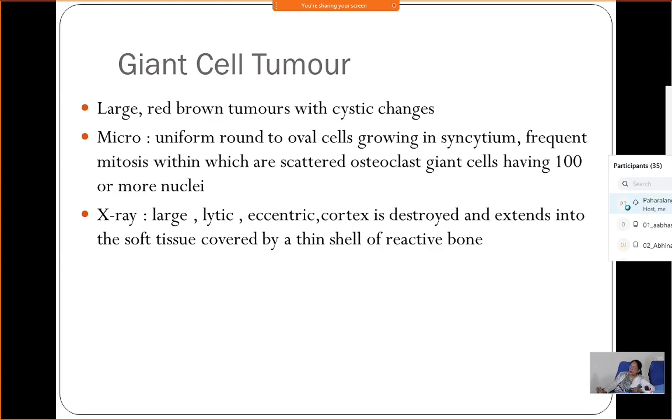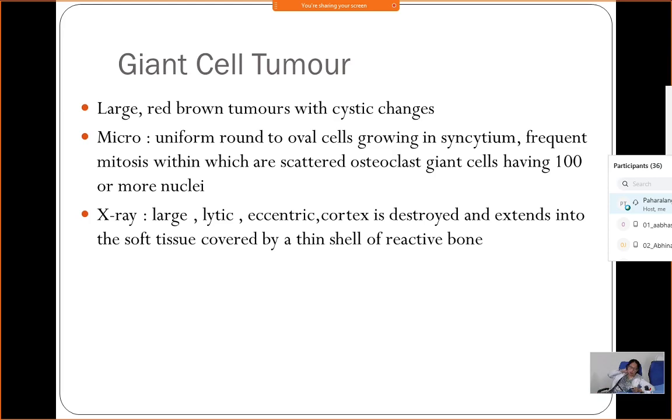So giant cell tumors form very large red-brown tumors with cystic changes. If you remember the classification, we classified giant cell tumor both as benign as well as malignant, because these tumors can range from benign to malignant as far as their behavior is concerned. So we call it potentially malignant. We cannot straightaway say that this is benign. It is a potentially malignant tumor.